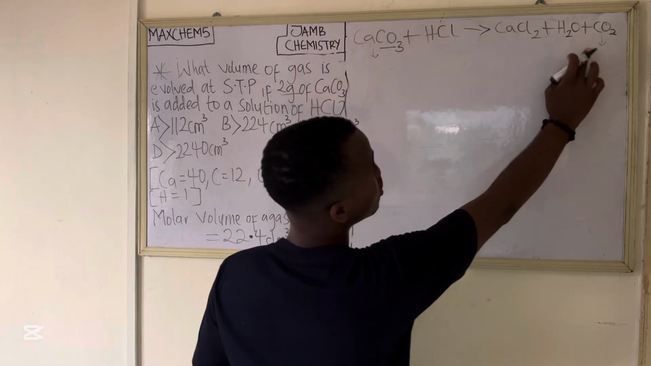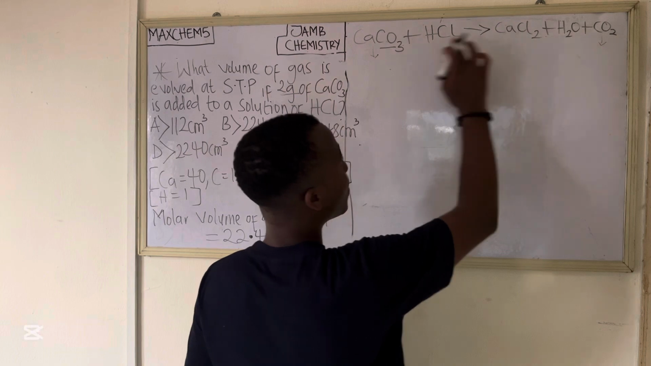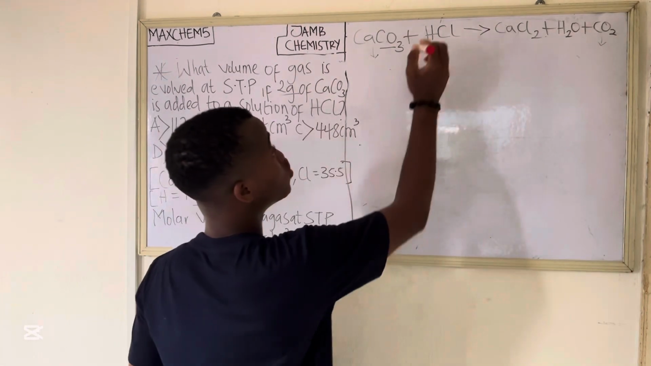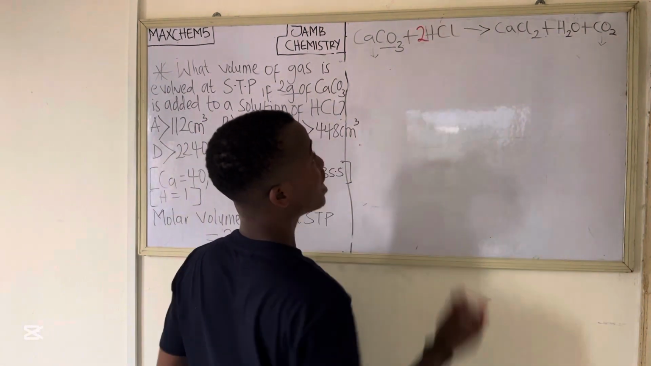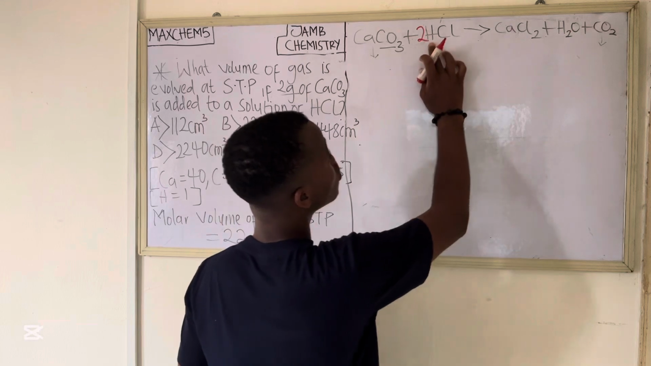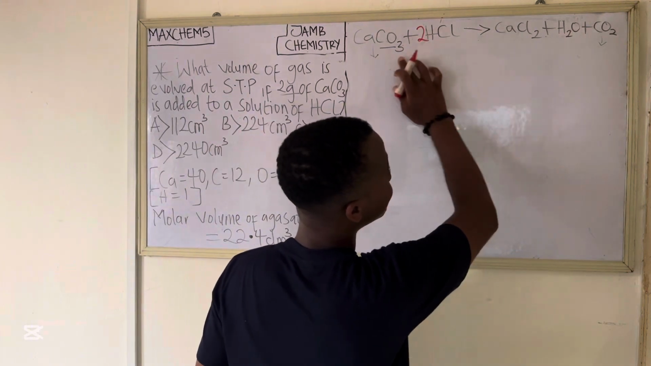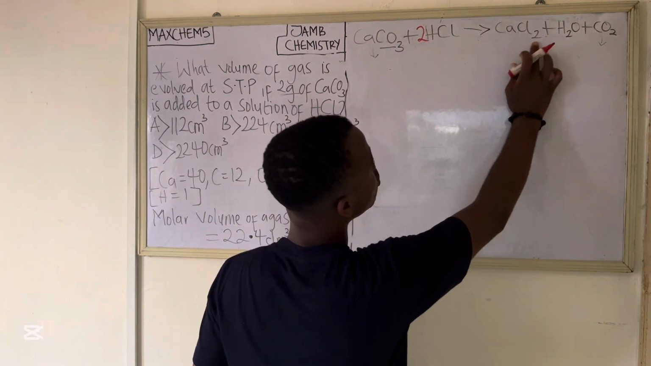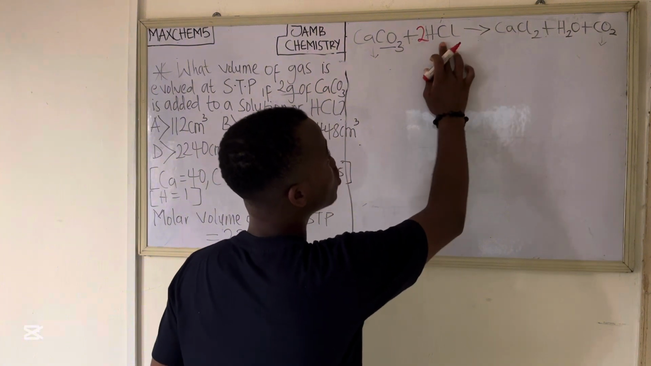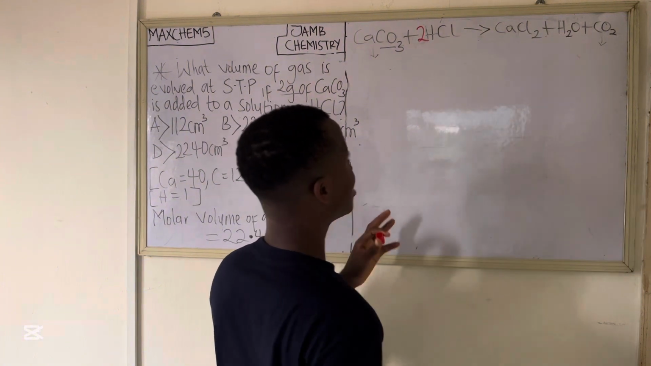But if you see, we have 2 hydrogen atoms. Why do we have 1 here? So what do we do? We add 2 moles of HCl so as to balance the reaction. Now we have 2 hydrogen atoms at the reactant side, also at the product side. Also, we have 2 chlorine atoms at the reactant side. So this reaction has been balanced.